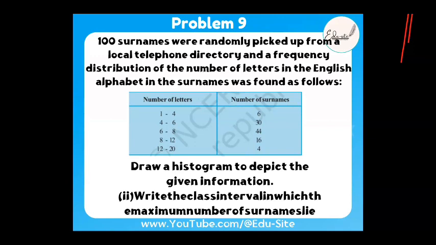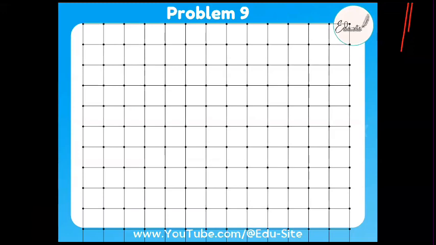How will you create the histogram? It's the same as the previous one, okay? There are no changes in the histogram. It's the same as the previous. So we will see a problem on frequency polygon now.